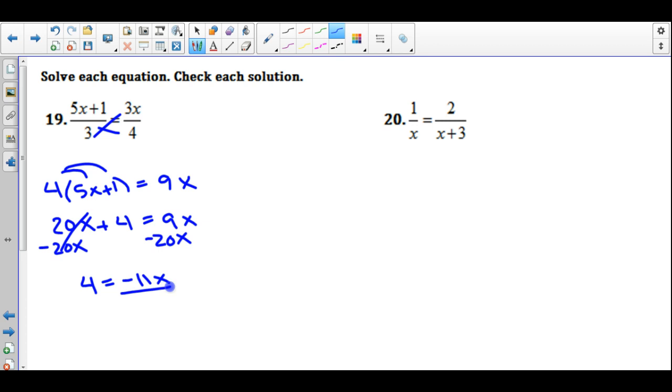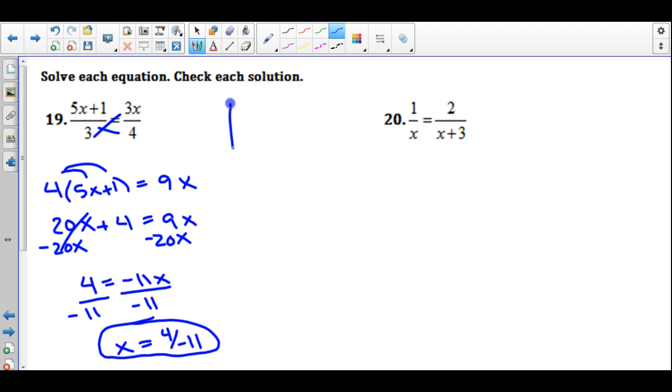And then at the very end you're going to divide both sides by negative 11. So x comes out to 4 over negative 11. And it's ugly, but that totally works as an answer. And what you could do is go back and check this in both those fractions, and by substituting in 4 over negative 11 for x, you'd get the same answer.